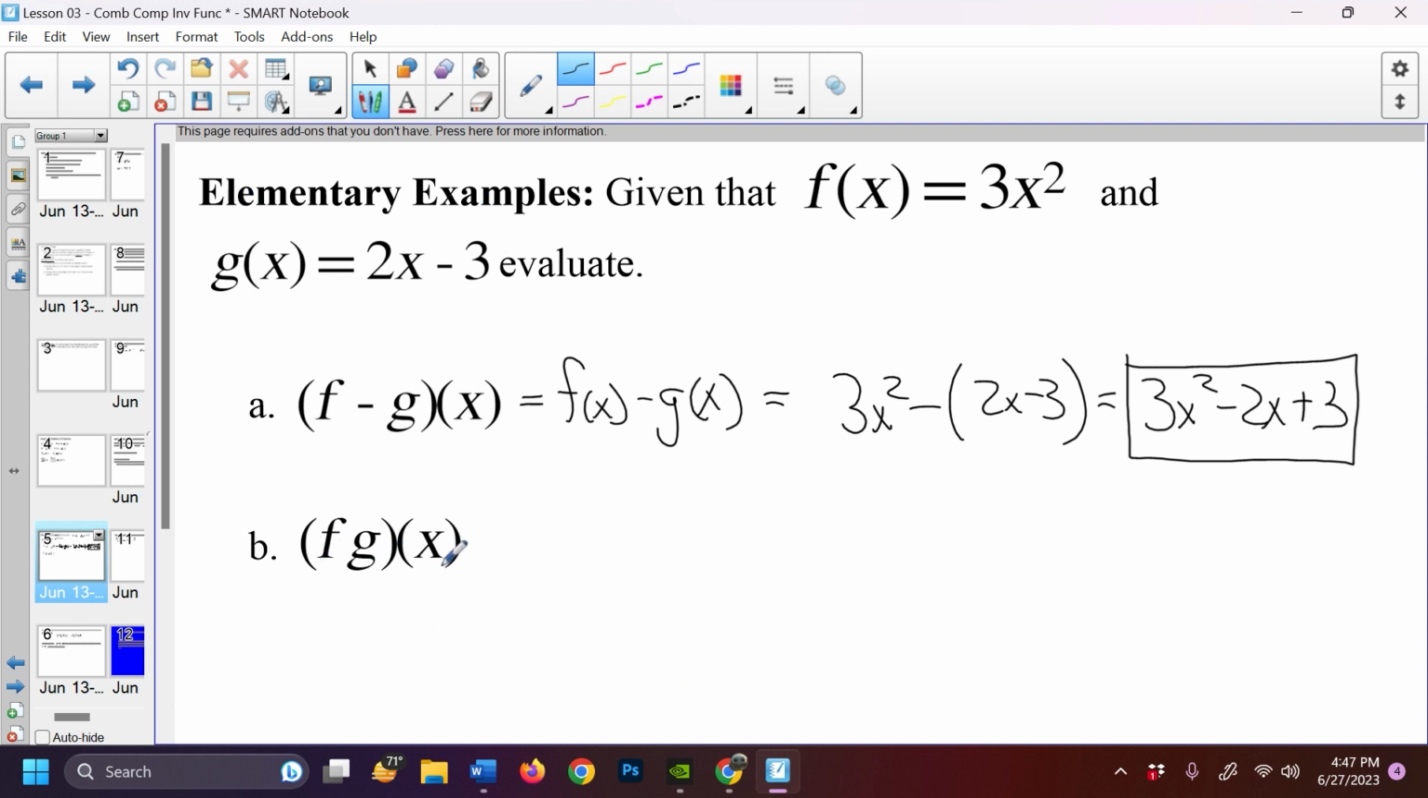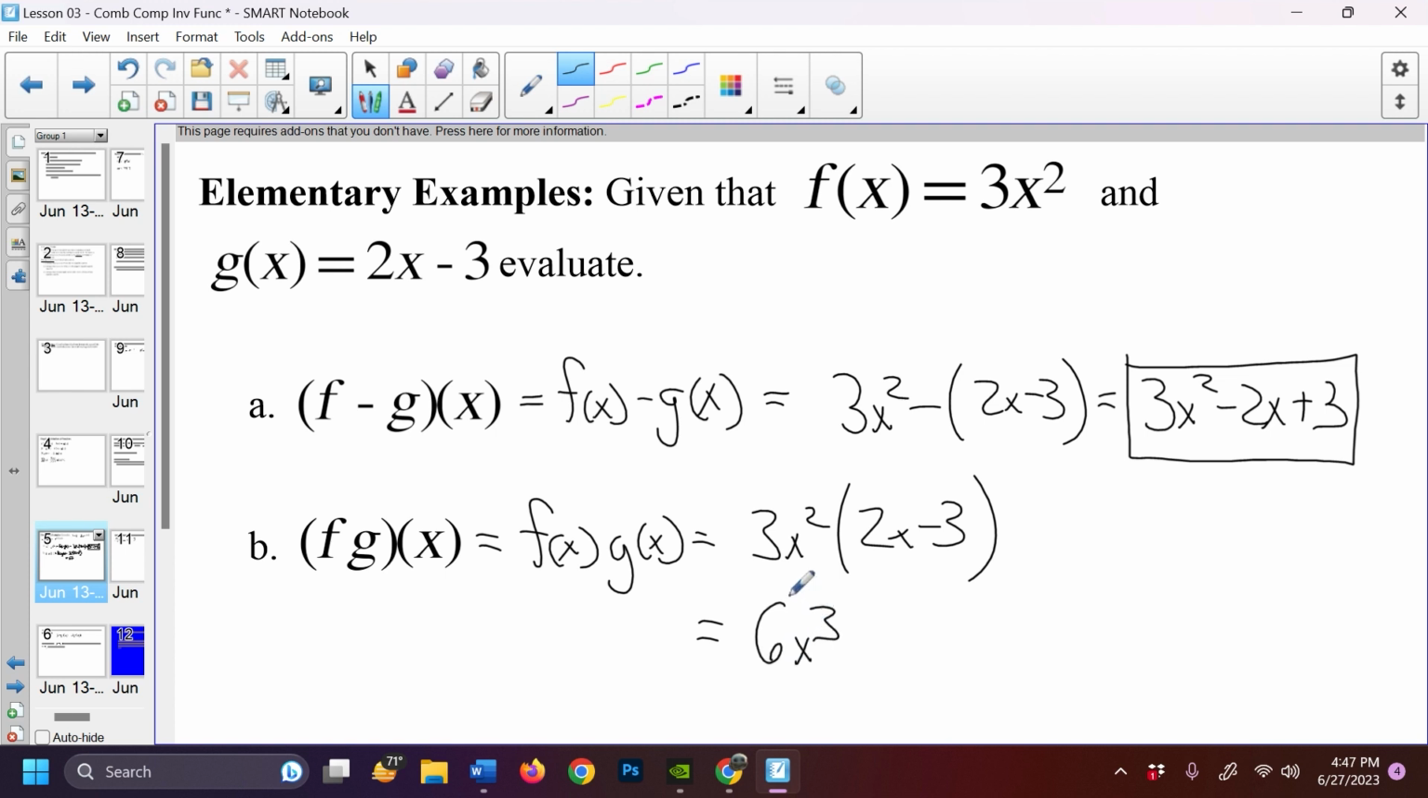f times g of x is going to be f of x times g of x, which will be 3x squared times 2x minus 3. And there we will just distribute. So 3x squared times 2x is going to be 6x to the third. And 3x squared times negative 3 will be negative 9x squared. Put a box around that, and we are finished.